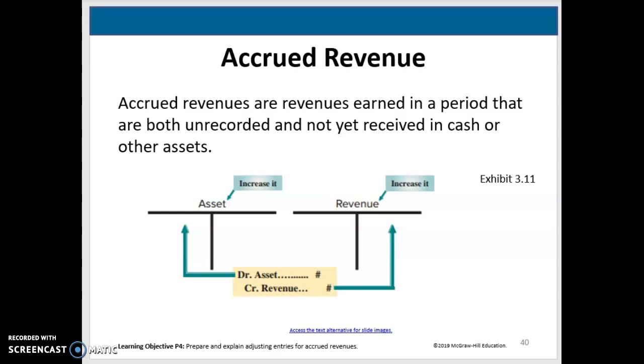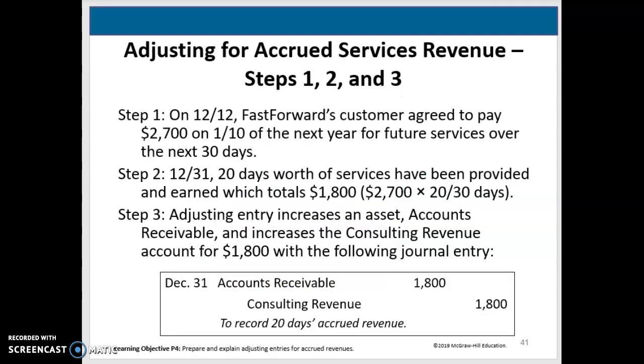So we're going to be debiting an asset account. Typically, it's going to be a receivable, and we're going to be crediting that revenue account to recognize the revenue that we've then earned. So let's look at an example for that one. On 12/12, Fast Forward's customer agreed to pay $2,700 on January 10th of the next year for future services over the next 30 days.